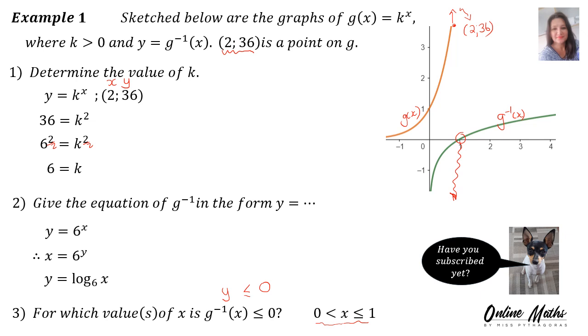And then for which values of x? So it's happening there up to there. So it's from 1 on the x-axis up to 0. And remember, we cannot include 0 since there at 0 we find the asymptote.